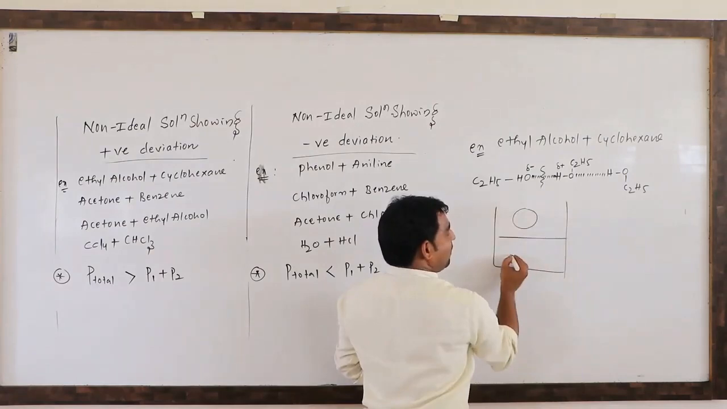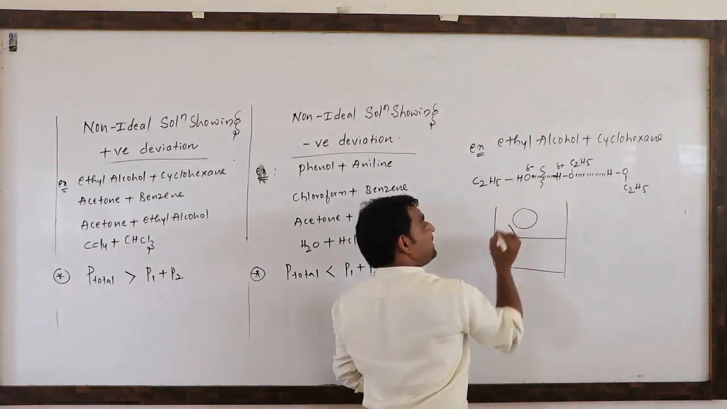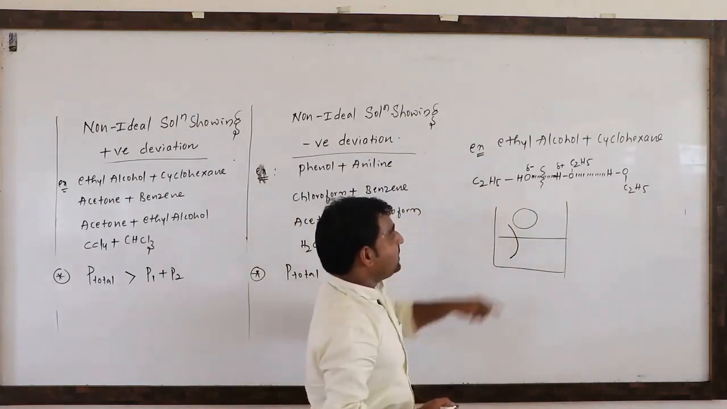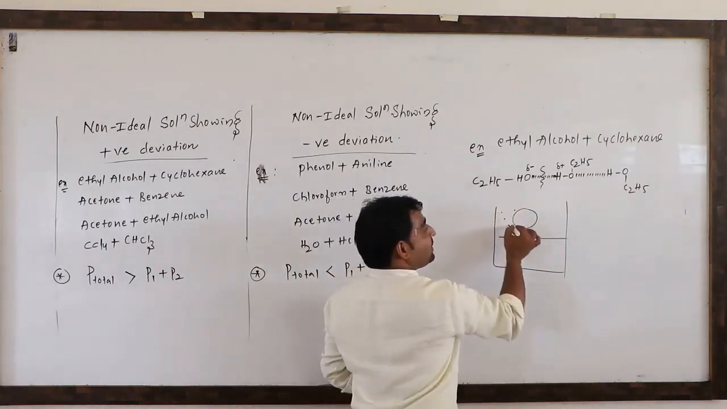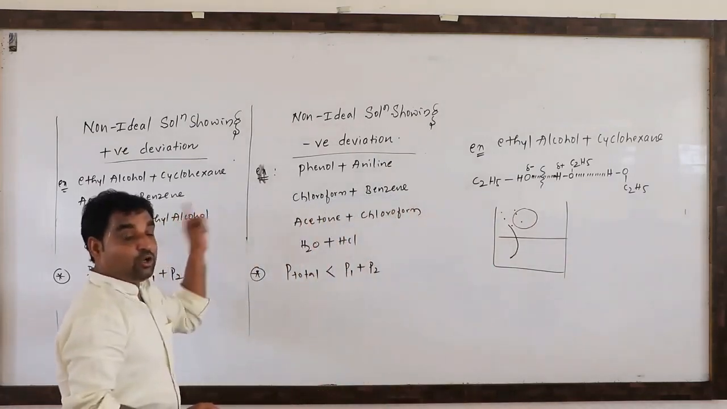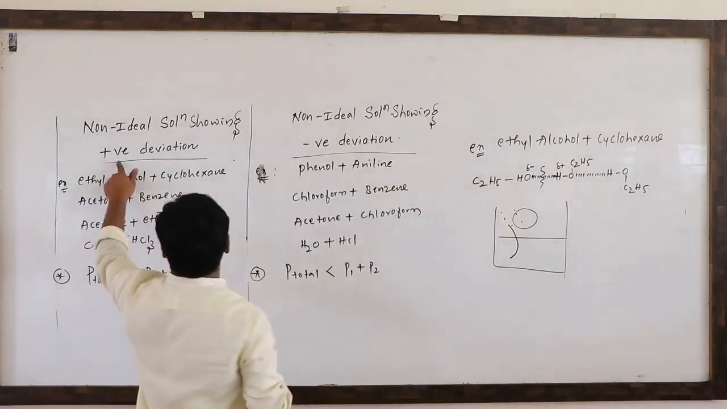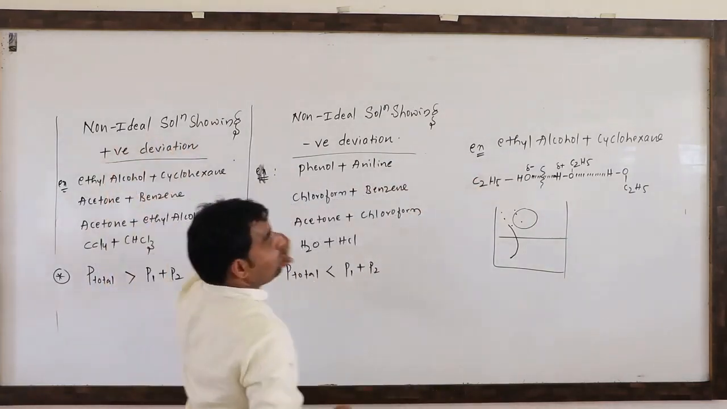The interaction in ethyl alcohol will be weak. When the bonds are broken, the tendency to escape from the solution increases. Hence more vapor pressure will be observed than we predicted by Raoult's law. This type of solution shows positive deviation, that is, a non-ideal solution showing positive deviation.